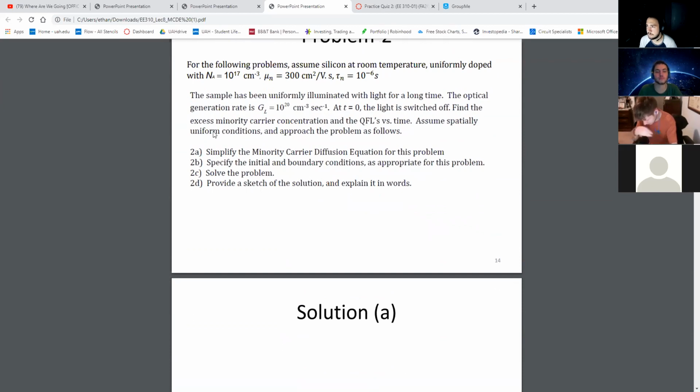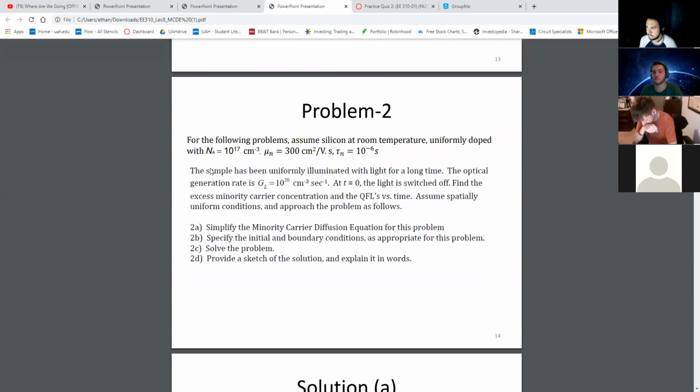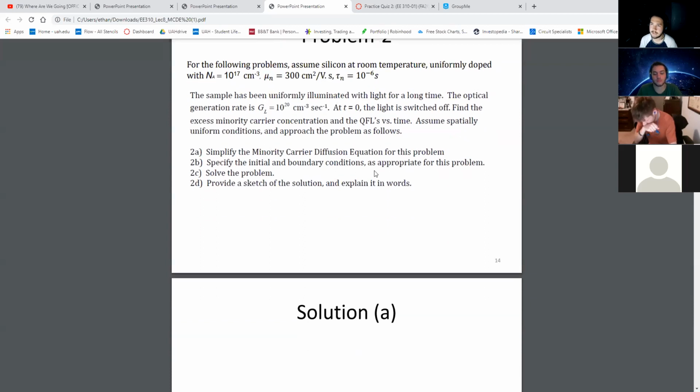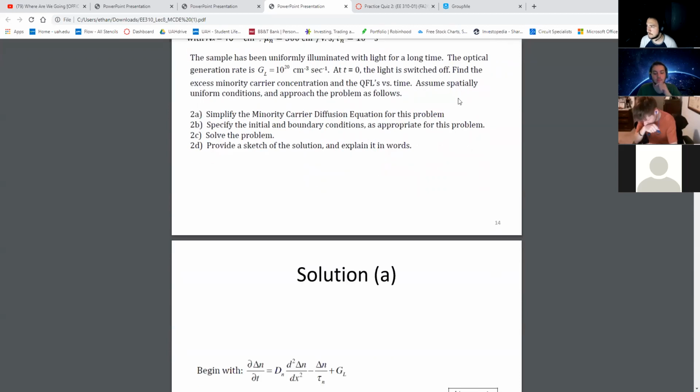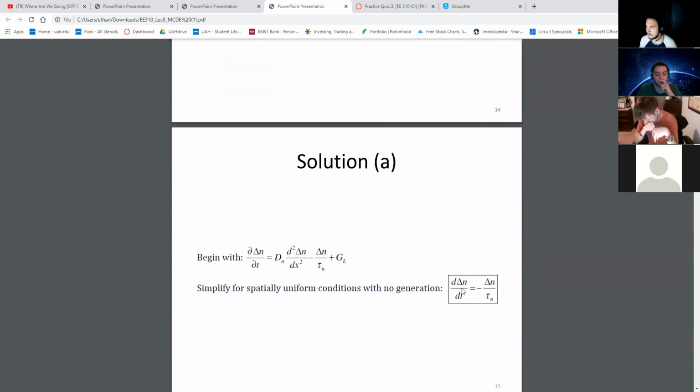So this special case, and oh yeah, here it really makes it easy: assume spatially uniform conditions. So this just straight tells you. But even if this part wasn't here, I would still get rid of that simply because it told me the sample's been uniformly illuminated with light, and it didn't tell me special cases like it's damaged or the volume changed or something like that. It didn't say that. So that's why it says you can assume it.